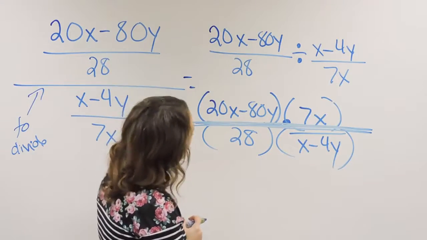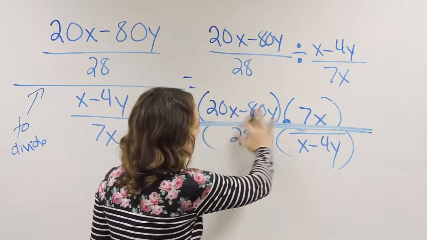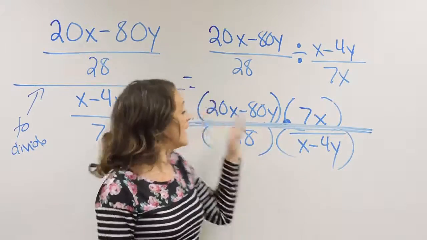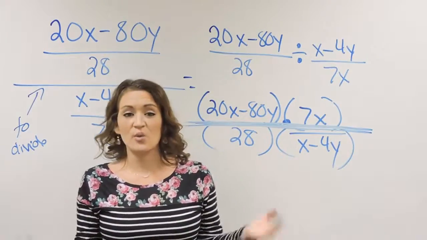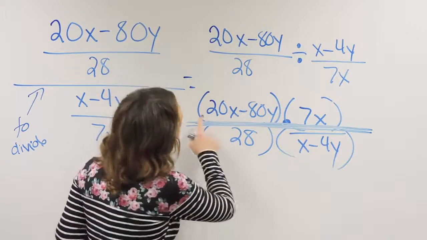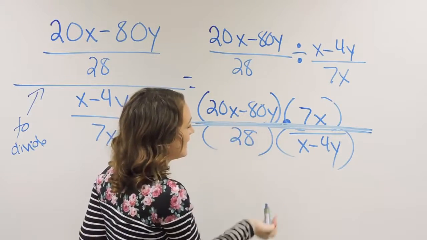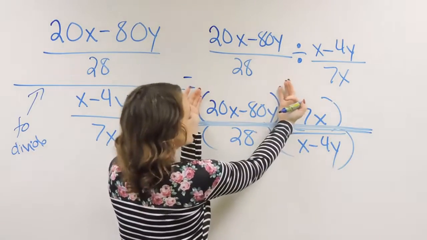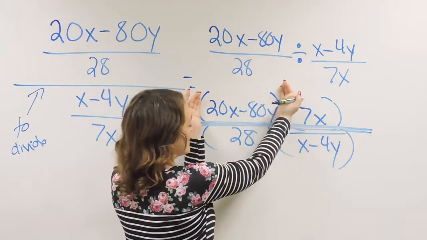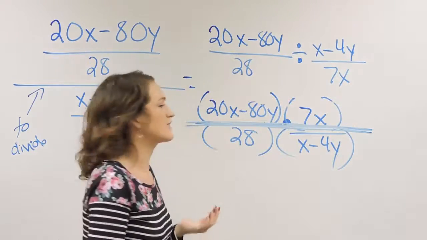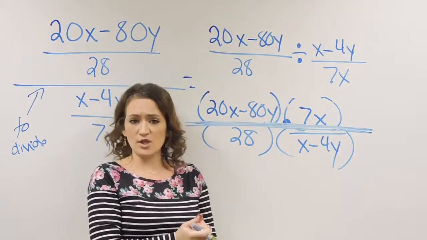If we need to factor this thing, that means I'm going to take a look at my numerator first, each thing in my numerator, and we're going to work on factoring that. The first thing I have in my numerator is 20x minus 80y. If I'm looking at just this, how can I factor that? What factoring technique would I use?